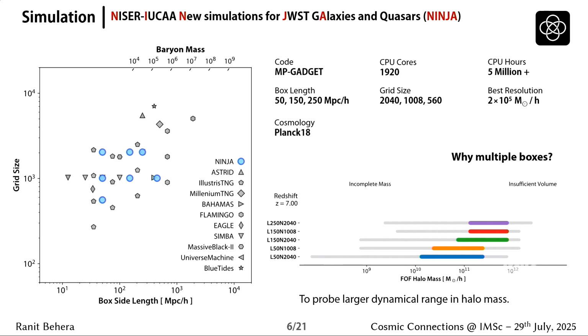The best resolution we have is for the baryon mass, 2 times 10 to the 5 solar mass, which is sitting here. So this side is best resolution. That will resolve your subgrid physics better. But you see, this resolution is comparable or even better than Millennium TNG, but they have 10 times more volume, which is needed to probe those very large, massive galaxies. But because of limited computational resources, we run multiple boxes and stitch different boxes to probe different mass ranges, and there are techniques to stitch these boxes and probe a larger dynamic range, which is what we do.